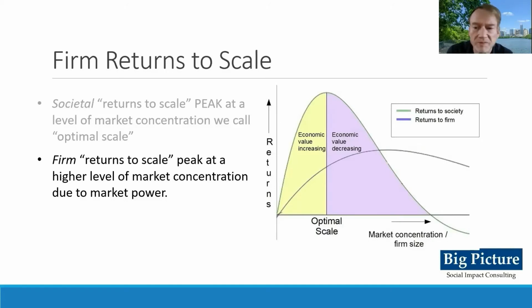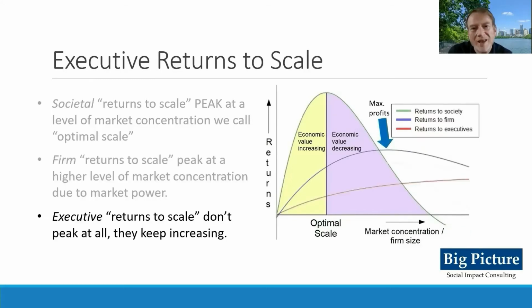We'll see that the reason the government has a necessary role to play is that in many industries, firms are incented to grow beyond optimal scale. In other words, profit maximizing scale is generally higher than optimal scale. And executives of large firms are incented to grow their firms as big as possible, even beyond what maximizes profits for the corporation, because their incomes keep growing as the company they lead gets larger.